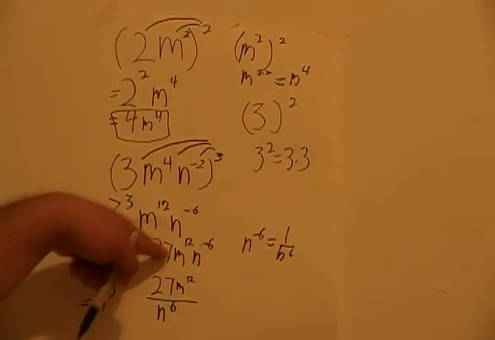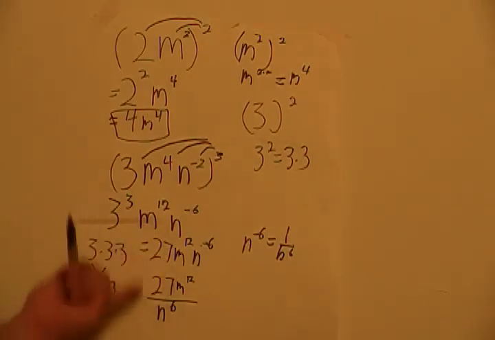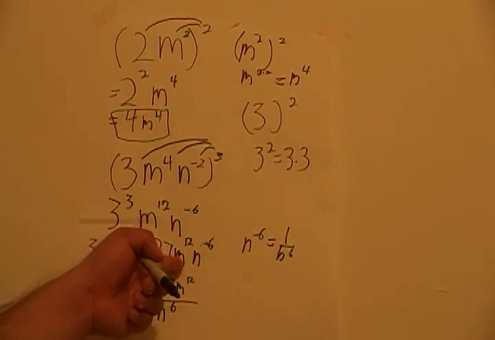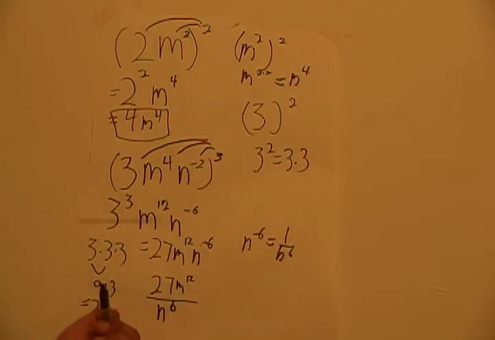And 27 and m to the 12 are on top because these are positive. 27 is just a number, so it's going to be at the top. m to the 12th power is positive, not a negative power, so that's going to be on the top. But if you have a negative power, it's going to be on the bottom.